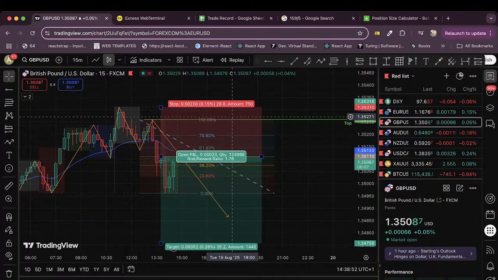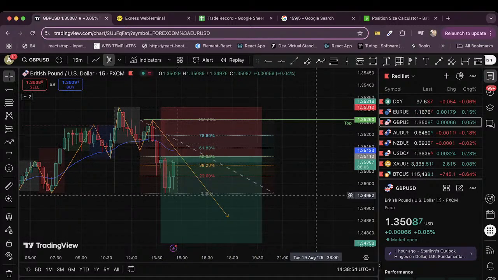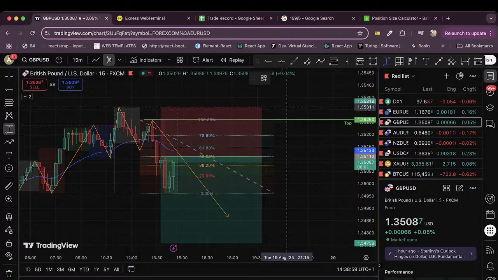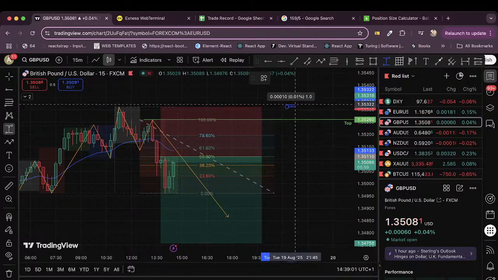Okay, let's do the calculation then. What's the worst case scenario? Worst case scenario, they stop us out. This is not the first time they've stopped us out.